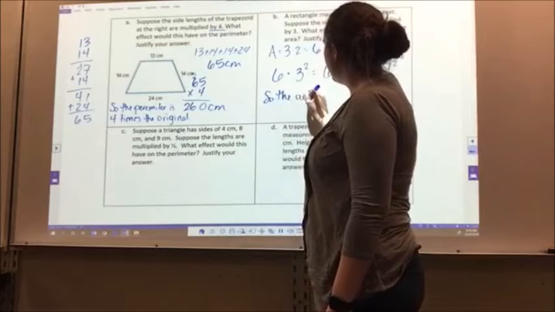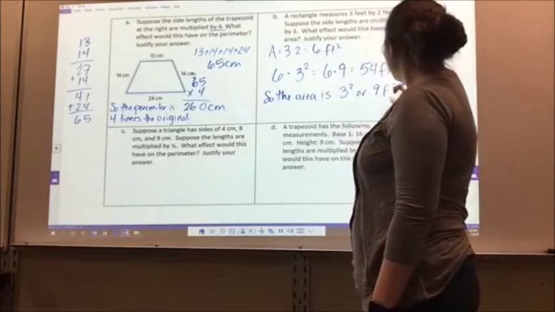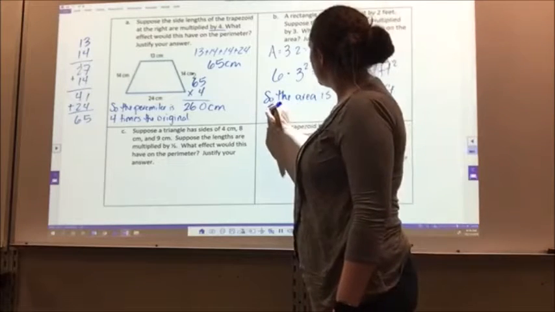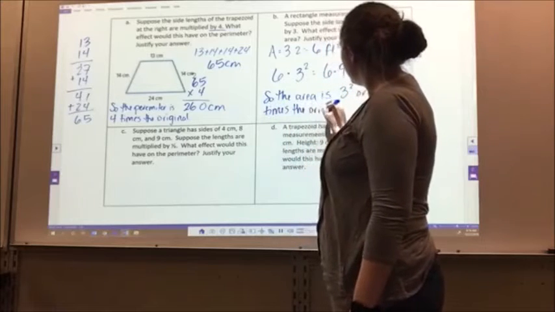So the area is 3 squared, or 9 times the original.